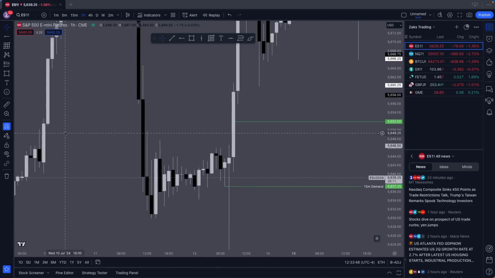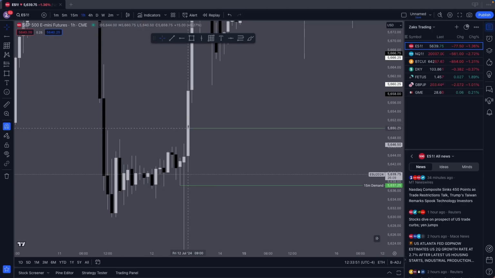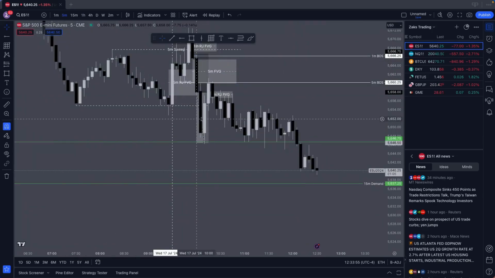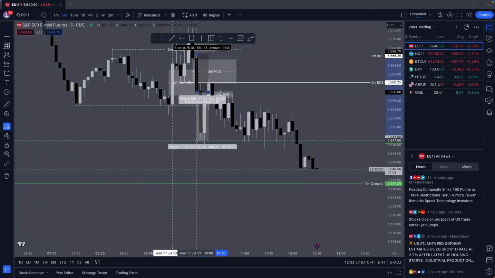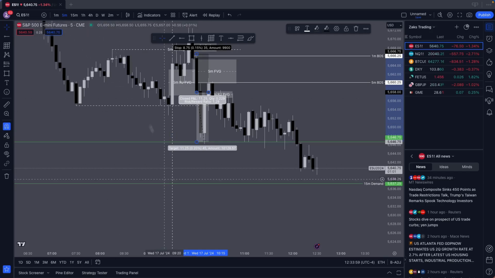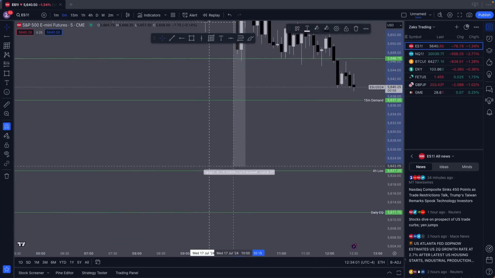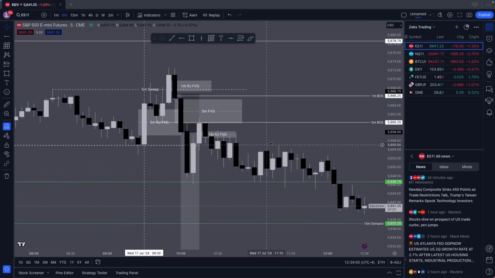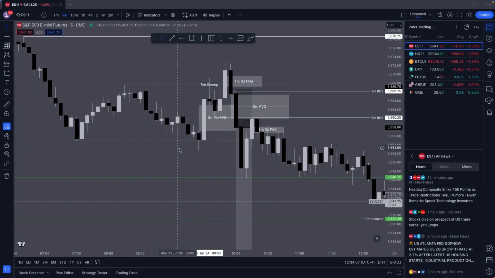Sorry about this, just trying to figure out. Oh yes, there we go. So I think that was where my take profit was. Yes, that was my take profit. I also had lower ones set down here, all the way to here was my last take profit. What we had was a sweep on this liquidity.